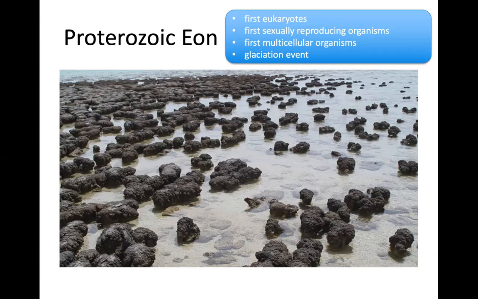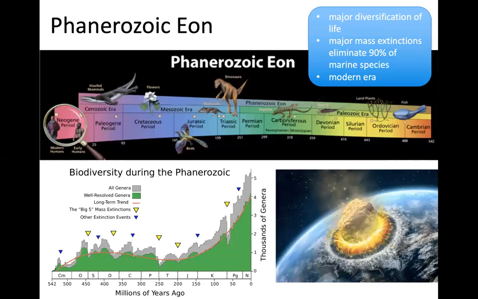This is when the first sexually reproducing organisms came about, also the first multicellular organisms, and then a glaciation event. So this is where we see glaciers pop up. Then we have the Phanerozoic eon, and this is when we had a major diversification of life. So now we see a diversity of life. Major mass extinctions eliminate 90% of marine species, and now we have the modern era.